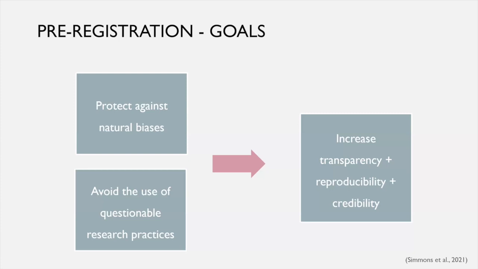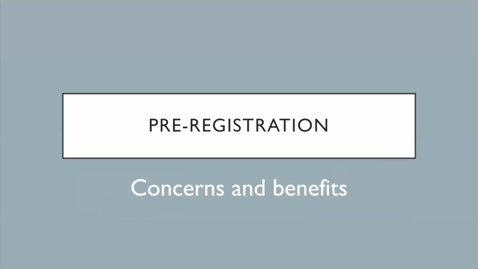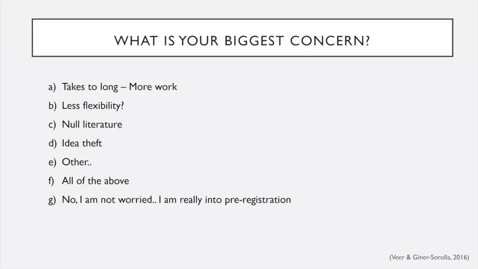So let's talk about some concerns about pre-registration, but also the benefits for researchers. And I would like to ask you, what is your biggest concern when you think about pre-registration? Maybe it takes too long, more work, less flexibility. We will have a lot of null literature, null findings, idea theft, other possibilities, or you are not really worried? What are your thoughts?